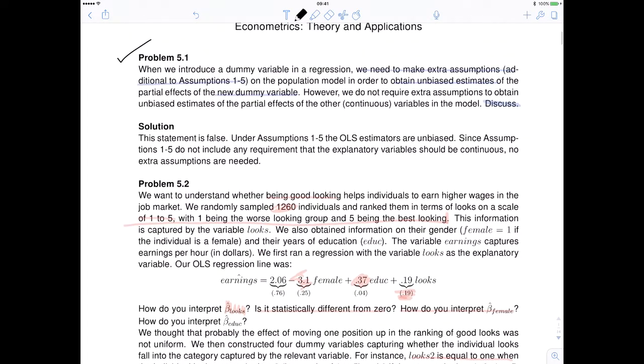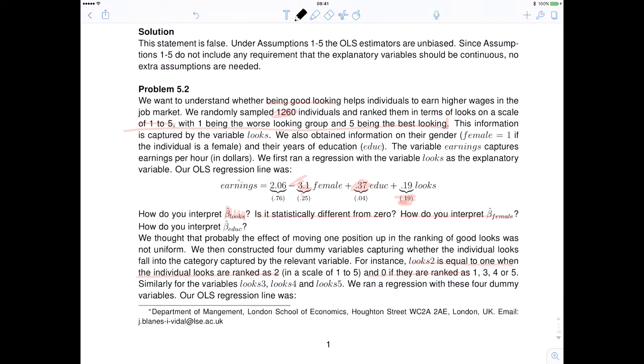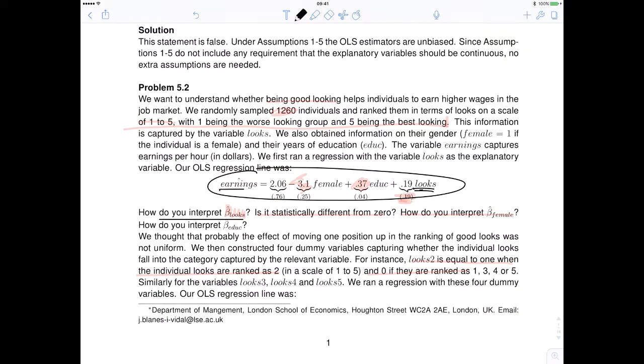Now, we want to understand being good looking, helping individuals earn a living. So if you look at this regression here, okay, how do we interpret beta hat looks? Okay, well, looks is a continuous variable, if you like, or it takes value from 1 to 5. So the way I interpret this is an extra unit of looks, right? So if you are a little bit better looking, your earnings will increase by $0.19 or 19 cents per hour.